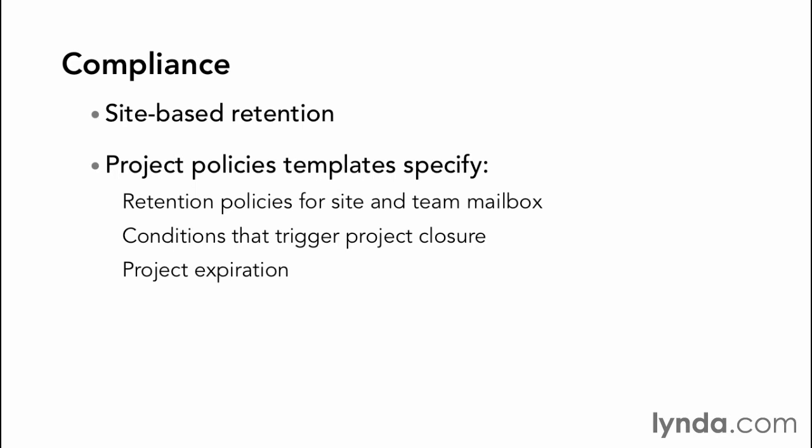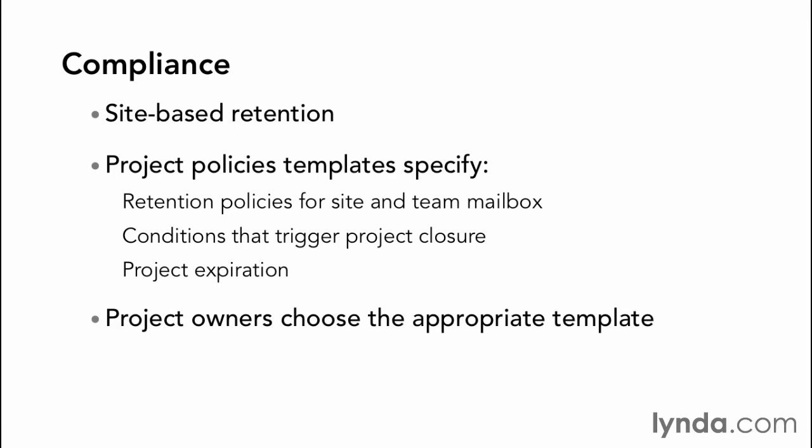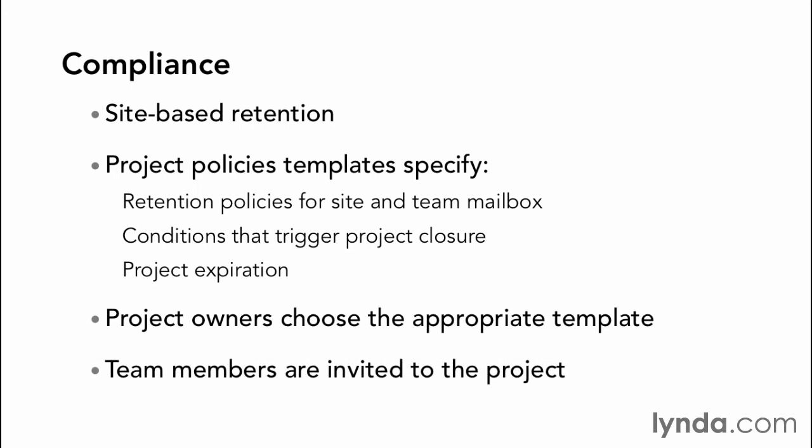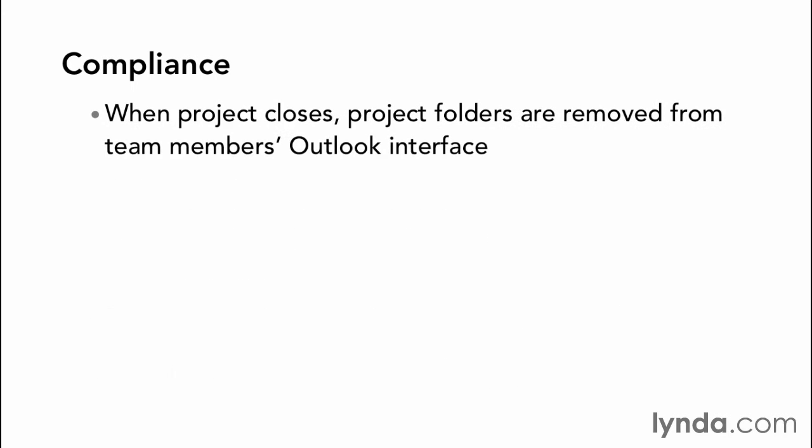So when a project begins, the project owner or the project manager will go in and choose the appropriate template from the project policy templates that are available. Perhaps you only have one. Perhaps you'll have 7 or 8 different ones based on how much was spent or what type of project it is. But the owner will choose the appropriate template from the group. Then they will set up a team site and a team mailbox. They'll invite team members to the project, and the team members will participate through Microsoft Outlook. When the project closes, the compliance policies will remove those project folders from the team members' Outlook interface.